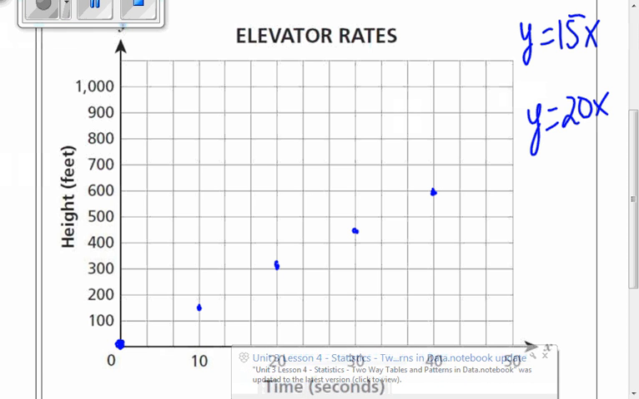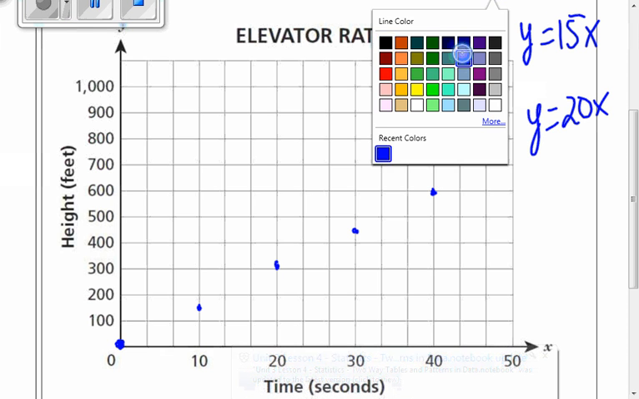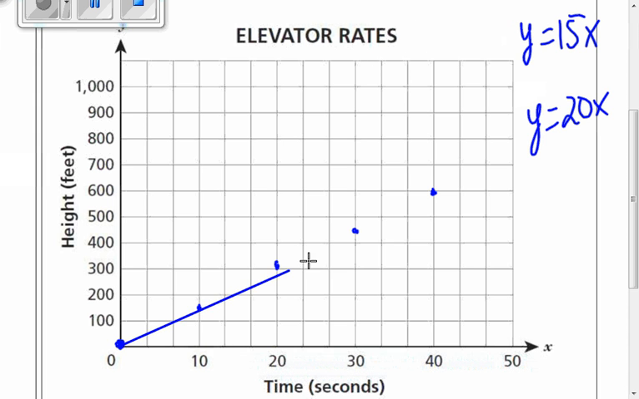So I pick my line. You're going to use a ruler, I really hope. And there's my line. I'm obviously going to draw an arrow at the end of it because it keeps going. And I'm going to label it y equals 15x.